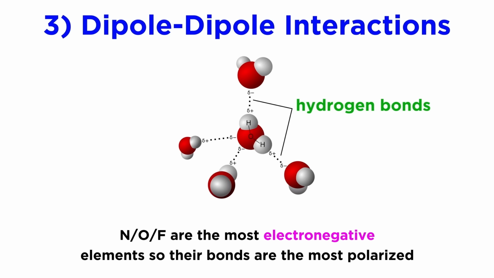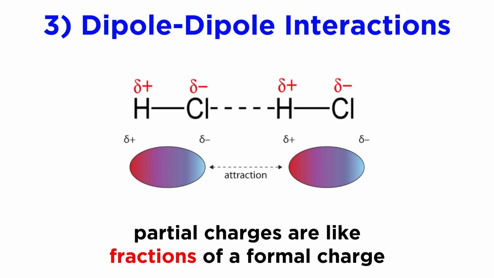They are especially strong because these are the most electronegative elements, so they will create the most strongly polarized bonds, resulting in a very strong dipole and therefore very strong dipole-dipole interactions. We can almost think of partial charges as some fraction of a formal charge, so the greater the partial charge, the stronger the interaction, though never quite as strong as interactions between formally charged particles.